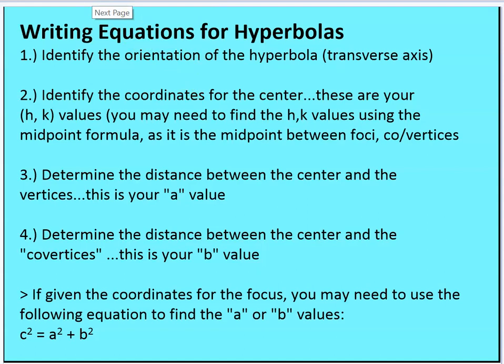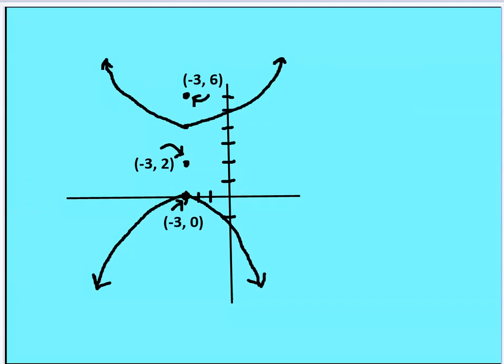So you can take a moment and pause to write this down if you want, and we're going to go through these. Here's a graph, and we're going to construct an equation from this graph. Center (-3, 2), and then I have one of the vertices (-3, 0), one of the foci (-3, 6). There's also, of course, another vertex and another focus that are not identified, but we don't need those in order to construct our hyperbola.